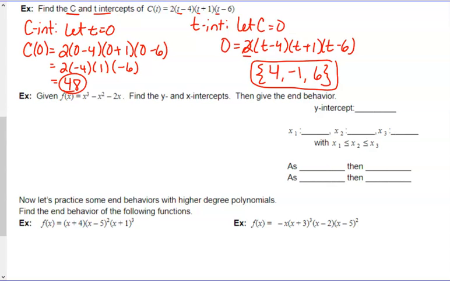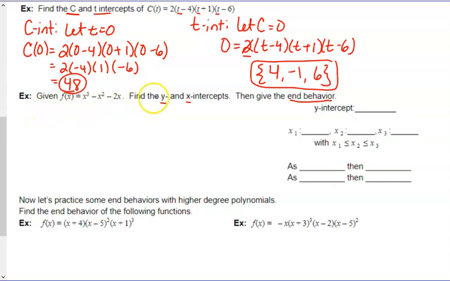All right, let's get back to our x and y's. Given a function, f of x equals x cubed minus x squared minus 2x, we want to find our y-intercepts. We're going to let x equal 0. And our x-intercepts, we're going to let y equal 0. And then we're going to talk about the end behavior of this function. So kind of put those two things at the top together.